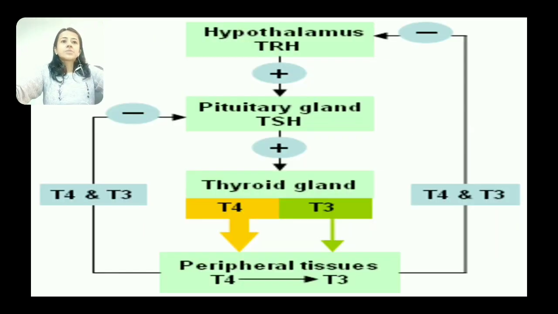Another example is, you can see here, thyroid hormones T3 and T4. Secretion of T3 and T4 is regulated by TSH from the anterior pituitary, and TSH secretion is regulated by hypothalamic TRH. Now, what happens when T3 and T4 levels increase? You can see in the diagram, T3 and T4 give a negative feedback effect to the pituitary TSH, as well as to the hypothalamic TRH secretion, and thus they regulate their own secretion.